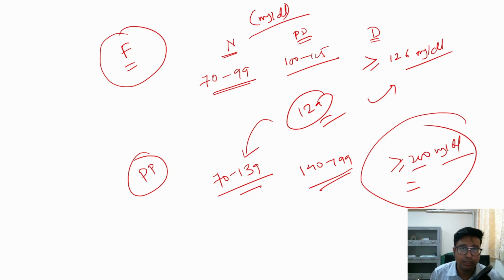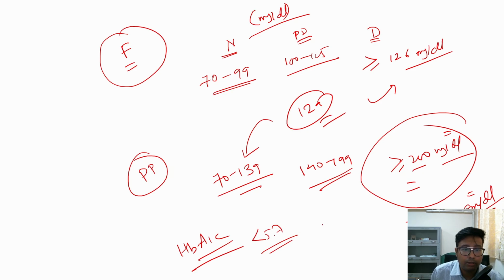The next question: if you are answering with the ADA criteria, they might ask you about HbA1c. So you should also know the reference range of HbA1c. For diabetes, it is more than or equal to 6.5 gram percent. Very important, the units of blood glucose and HbA1c are different. The normal value is less than 5.7. So between 5.7 and 6.5 is the pre-diabetic range.